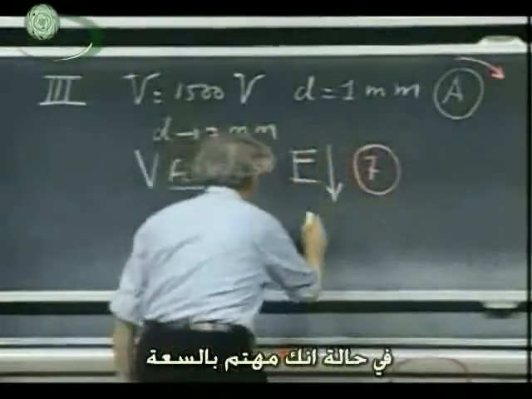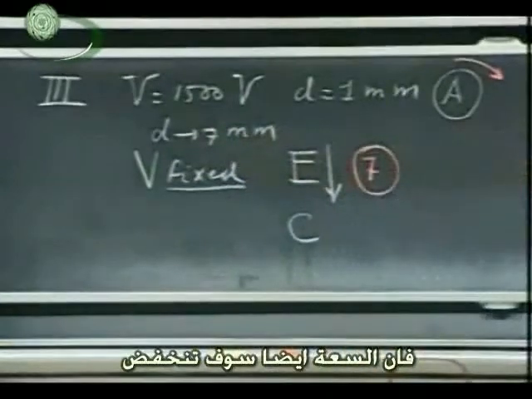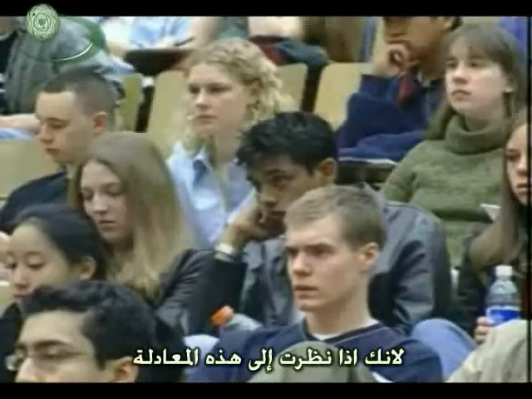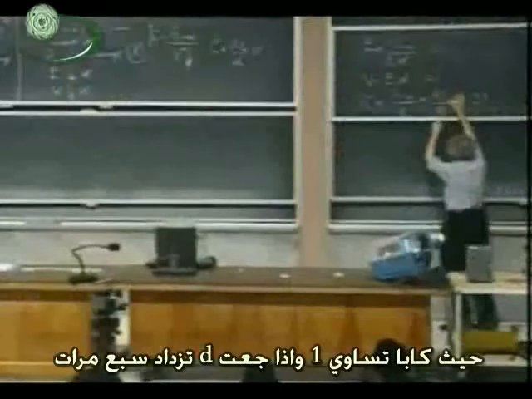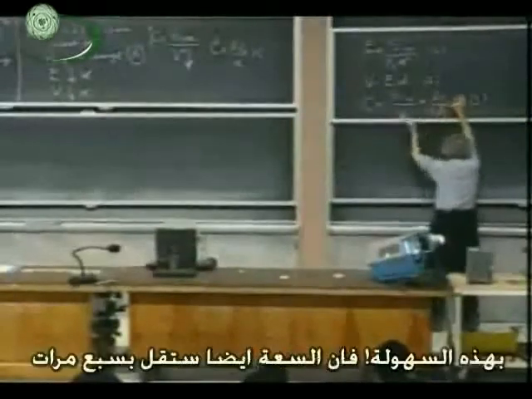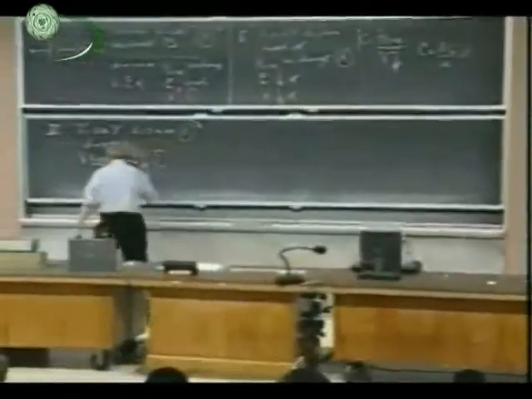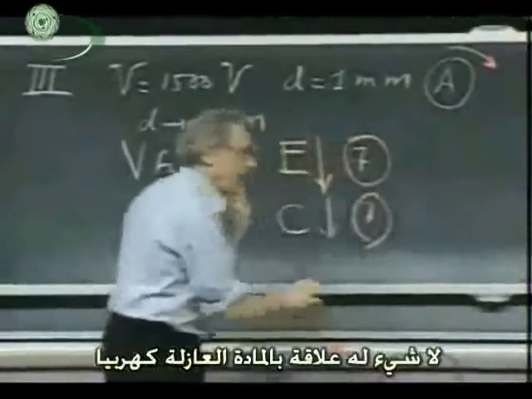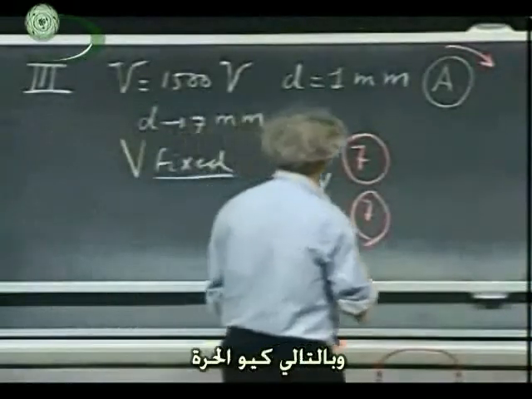In case you were interested, the capacitance will also go down by a factor of 7. Because if you look at this equation, kappa is 1. If I make D go up by a factor of 7, C goes down by a factor of 7. Just look at this. Simple as that. So C must also go down by a factor of 7. Nothing to do with dielectric. Nothing.